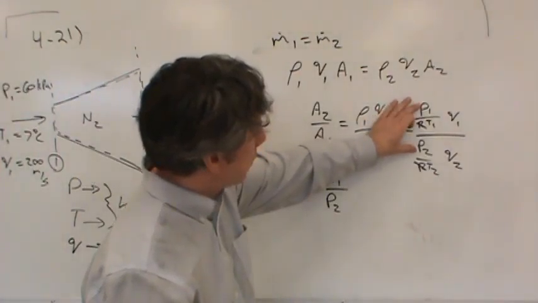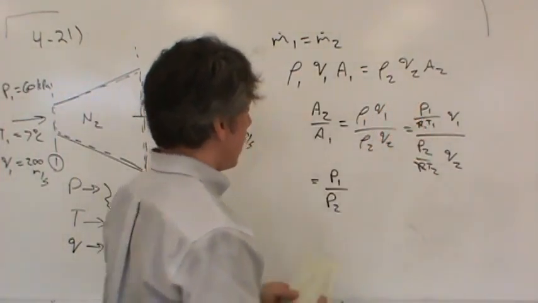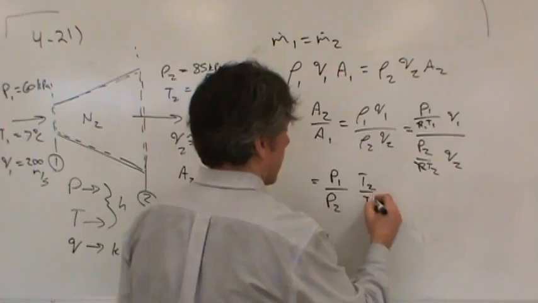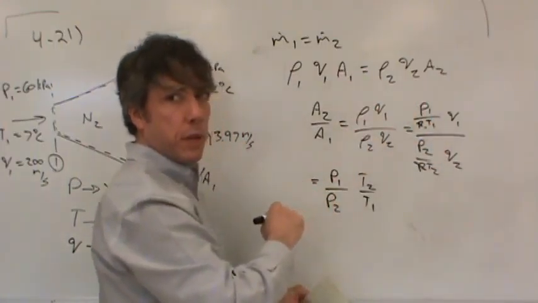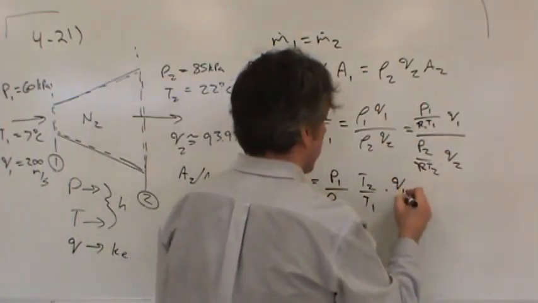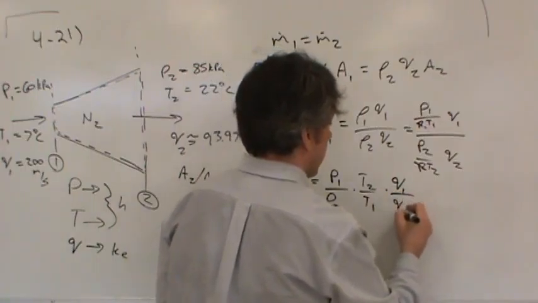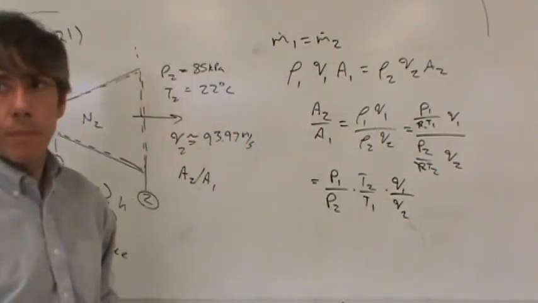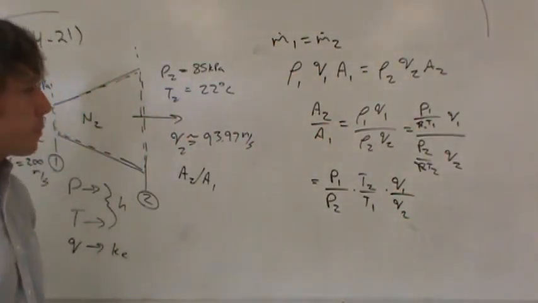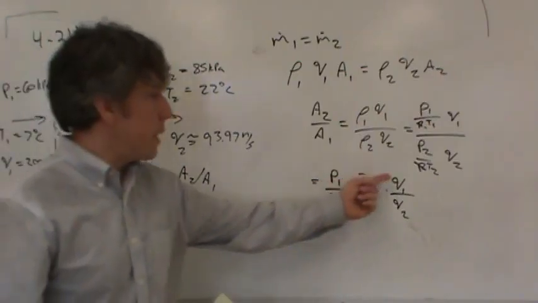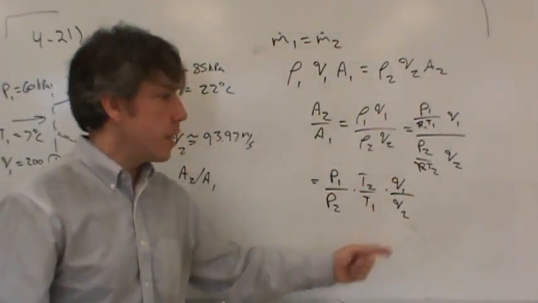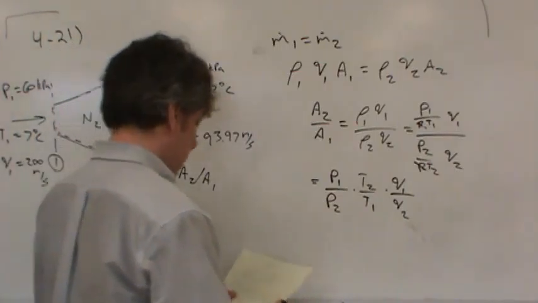So let's put P1 with P2. Let's put T2 with T1, that would look like this. If I invert the fraction and pull it out. And then V1 with V2. Okay? So now I've got a bunch of things I already know that I can just plug in here. All right, great, let's do it.